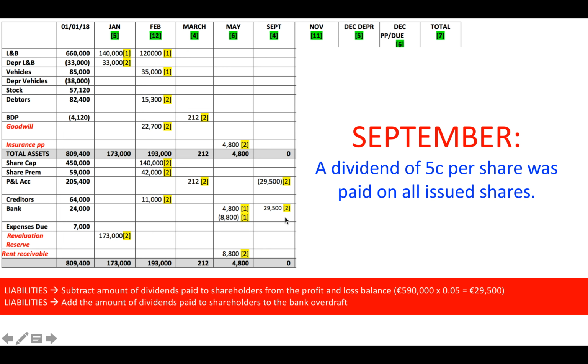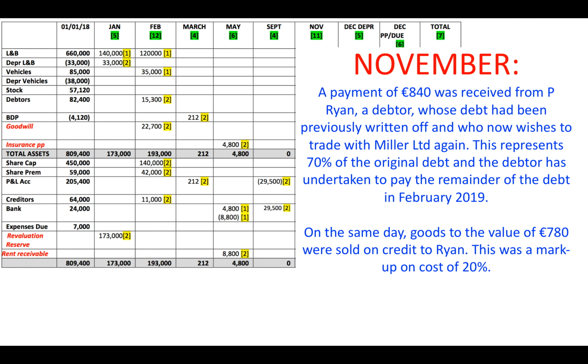29,500 is going to come out of the bank. So we are going to pay the dividends out of the bank. This is a bank overdraft, so we are going to add the 29,500 there. Now, what is that going to do to my P&L balance? It is going to reduce my P&L balance, so minus 29,500 here. So that is September done, nice and quick one there.